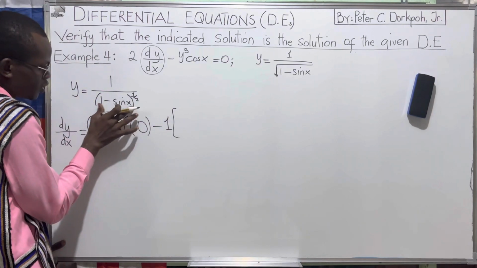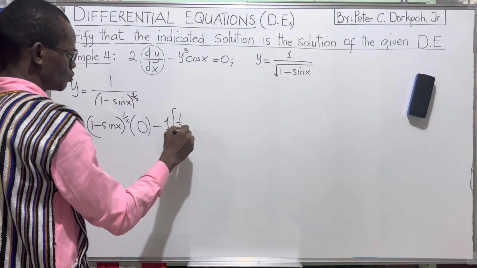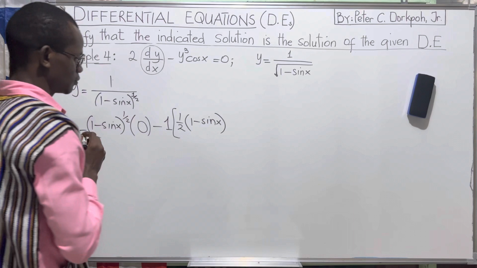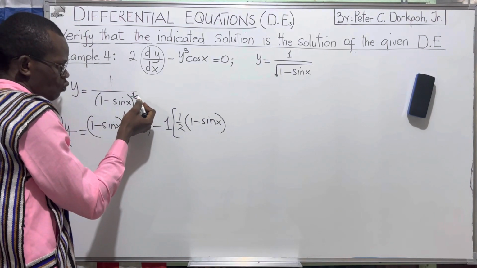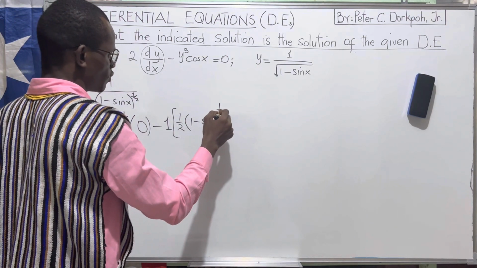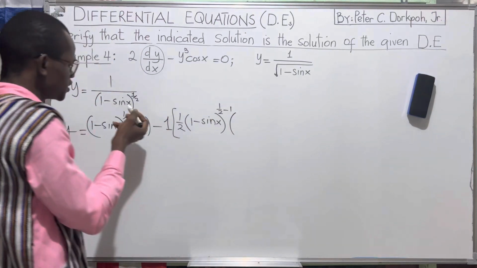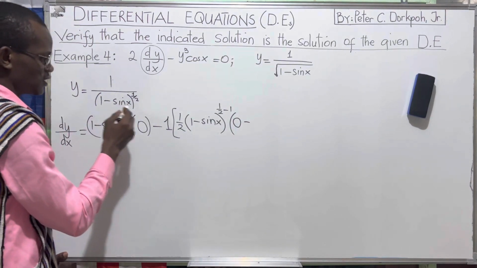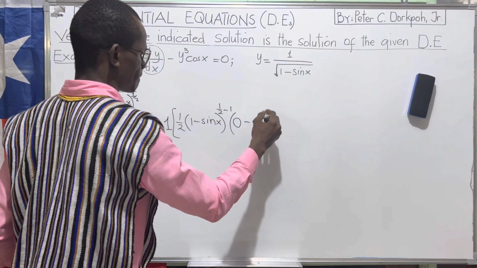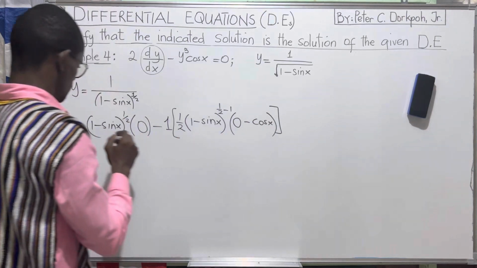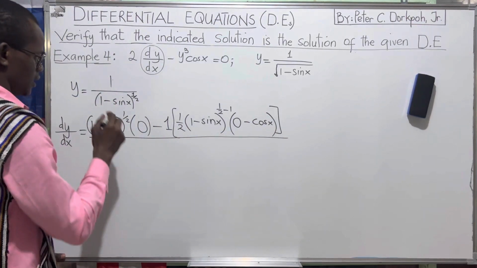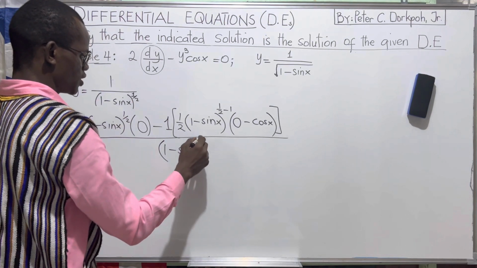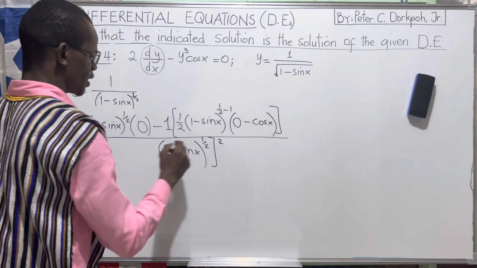So differentiating this one, you bring this power down, 1 over 2. You rewrite this expression, 1 minus sine of x, and you subtract 1 from this power. So it's like 1 over 2 minus 1. Then you differentiate inside. So the derivative of 1 is 0 minus the derivative of sine, which is cos of x. All divided by 1 minus sine of x raised to the power 1 over 2, all squared, according to the formula.